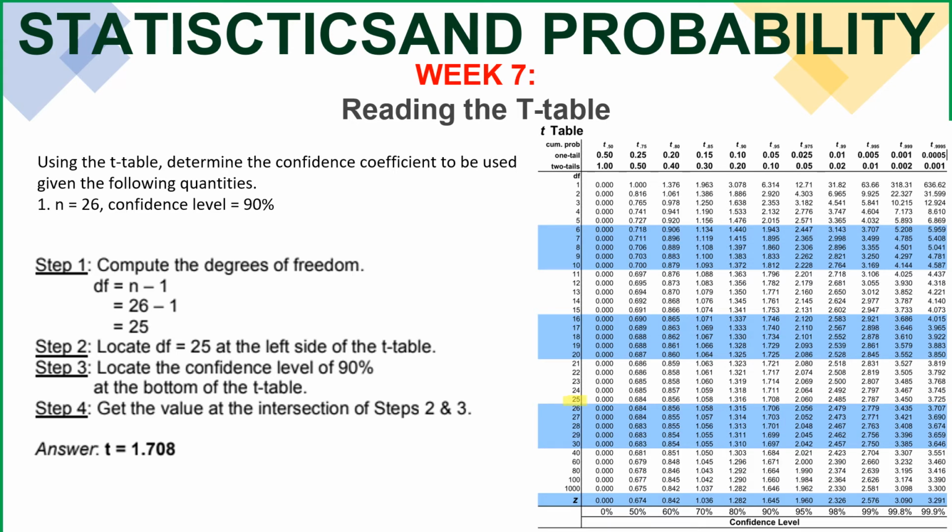And then, locate the confidence level of 90% at the bottom of the t-table. So, gawin muna siguro natin is i-shade natin lahat ng numbers sa 25. Para mag-i-intersect na lang tayo. Wait lang, burahin natin. Ulitin natin yung pagkaka-shade. So, 25 tayo, right?